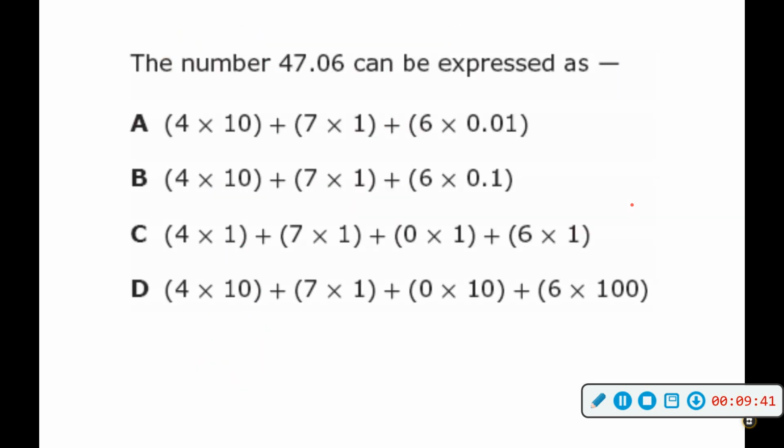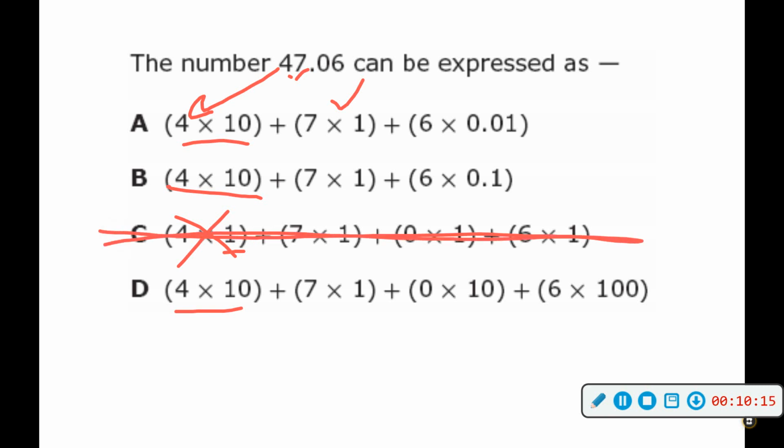The number 47 and 600ths can be expressed as how? We're splitting this apart. If the 4 is in the tens place, that would mean it's 4 of those tens places, which means A could be correct, B could be correct, but C is wrong because it says it's in the ones place. And D could also be correct. Moving on, we have 7 in the ones place. So that would mean we have 7 of those ones. So this is correct. We already said that we're not looking at C, so we can cross the whole thing out. This is 7 in the ones place, and this is 7 in the ones place.